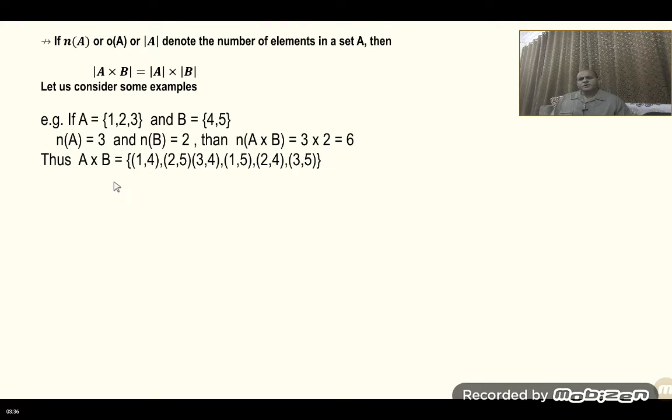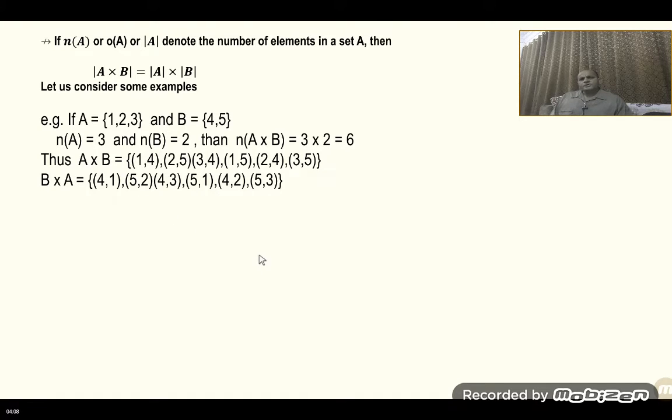According to the definition, in these ordered pairs the first element belongs to the first set and the second element belongs to the second set. In each ordered pair we have repeated the definition; that is, 2 belongs to the set A while 5 belongs to set B, and so on. Similarly, we can define B cross A. The first element belongs to the first set, that is B, and the second element belongs to the second set, that is A, and so on.